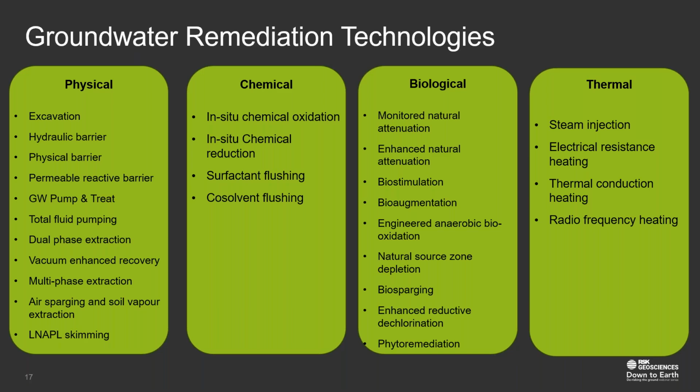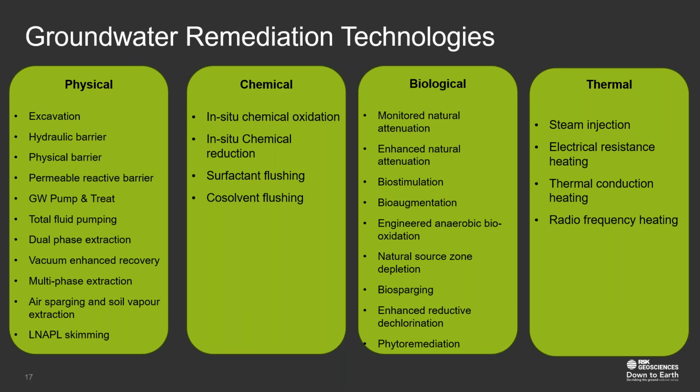Then biological remediation technologies like biostimulation, augmentation, engineered anaerobic bioxidation, MNA, sparging, phytoremediation. So technologies like this use microorganisms, plants, or enzymes to degrade, transform, or immobilize contaminants naturally or through engineered enhancements. And then finally, thermal remediation technologies like steam injection or enhanced electro-resistance heating, apply heat to the subsurface to increase volatilization, enhance degradation, or destroy contaminants directly. So these are the common remediation technologies used for groundwater remediation.